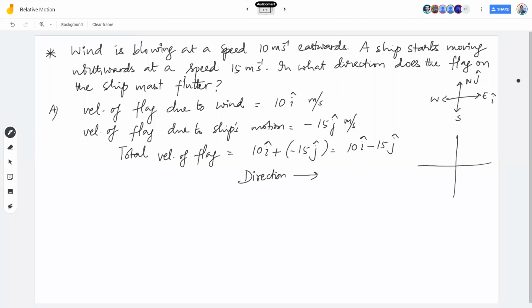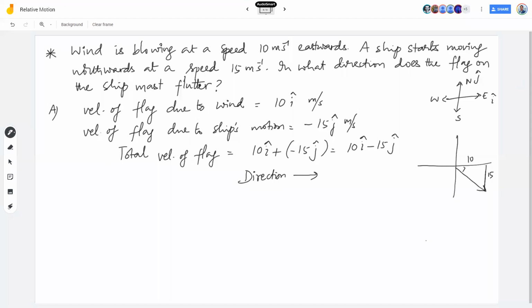In the coordinate system, 10 i cap minus 15 j cap is in which quadrant? X is positive, Y is negative. So it is in the fourth quadrant, like this. So this is 10 i cap minus 15 j cap. This is 10 and this is 15.